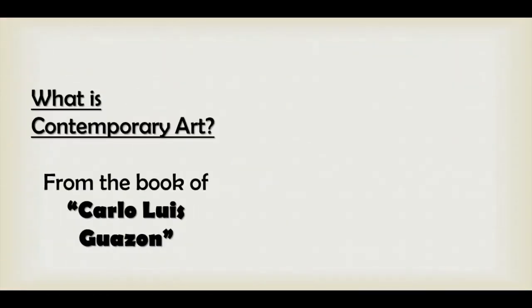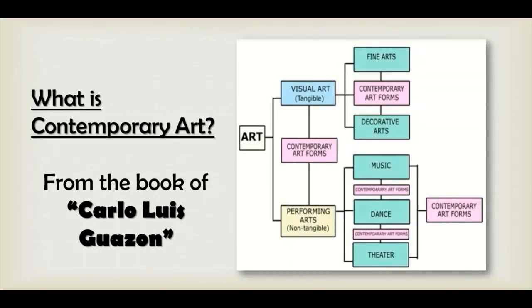Now, ano po ba yung tinatawag na contemporary art? Base po sa libro ni Mr. Carlo Luis Boson, ang contemporary arts po ay nahahati sa dalawa. Ito po yung tinatawag na tangible or visual arts, and ito rin din po ay tinatawag na non-tangible, classified as performing arts. So under visual arts, meron po tayong fine arts at saka po decorative arts. However, in our performance art or performing arts, we have music, dance, and theater. Now, let's elaborate this kind of division of the so-called art.